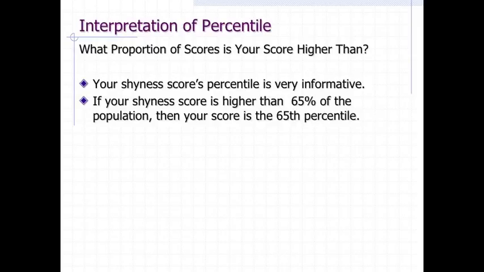If your score of 35 was higher than 99% of the population, then you would be one of the shyest people around. On the other hand, if your score was higher than only 1% of the population, then you would be one of the least shy. Your percentile is the proportion of the population you scored higher than. Let's say that your score was higher than 65% of the population. Then your score would be the 65th percentile.